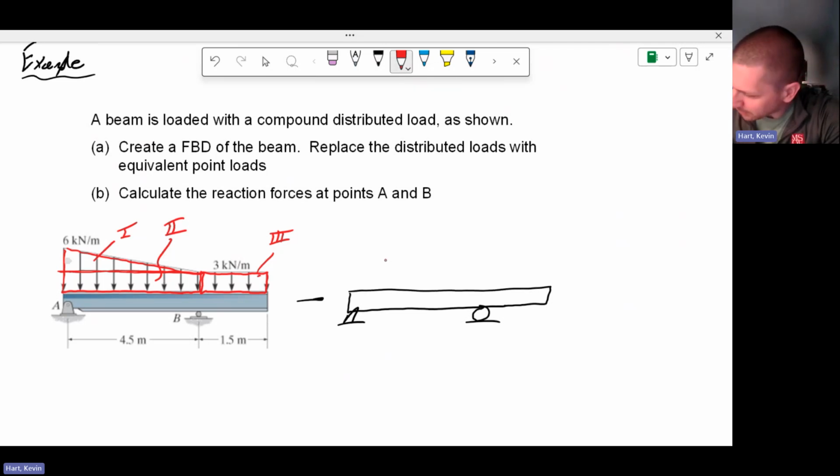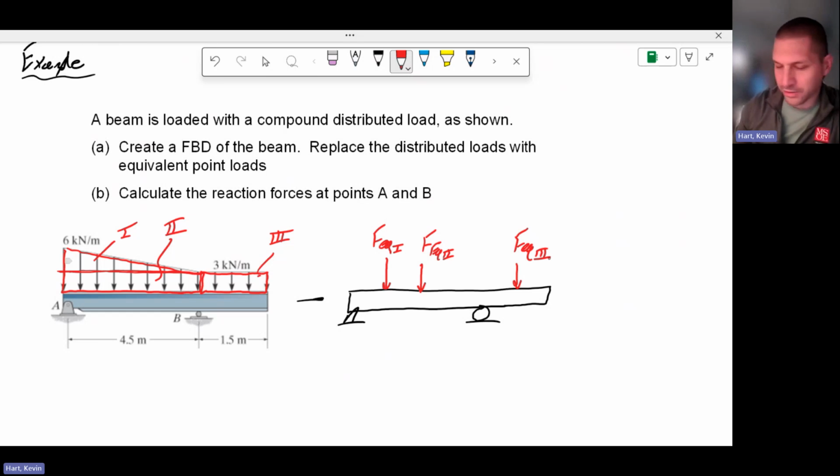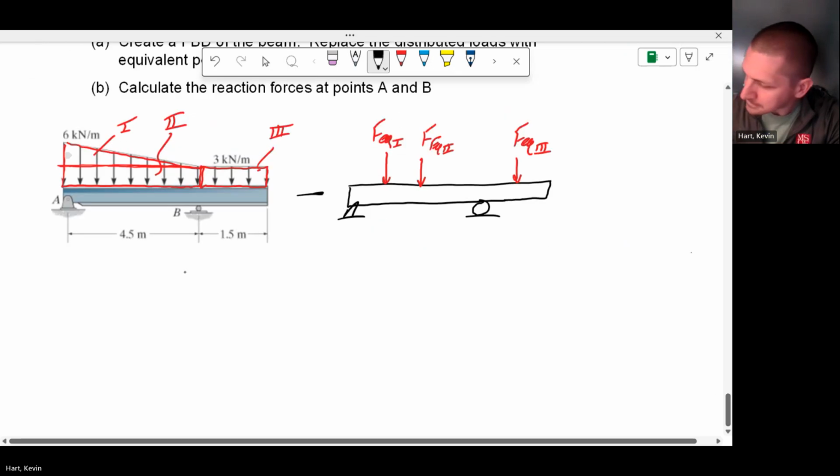All right, so here we have somewhere over here, F equivalent for loading distribution number 1. Here we're going to have something for F equivalent number 2. And over for the third distribution, I'm going to have an equivalent loading number 3. I'm not going to try to fit all of these onto this figure. Instead, I'll just write them down below. So FEQ number 1.